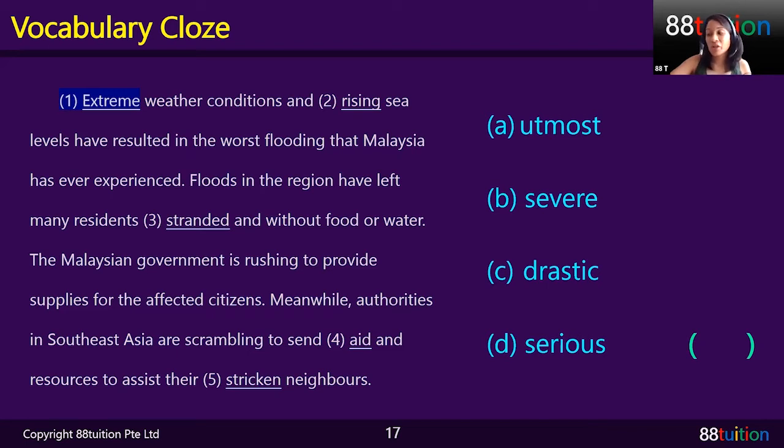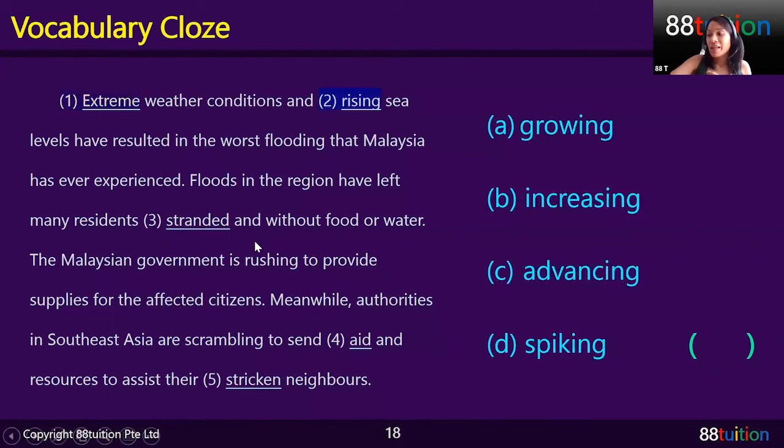Okay, extreme weather conditions, basically you're talking about very severe. When you're talking about extreme, you're talking about very severe weather conditions that you can never imagine. So we're talking about B. Okay, rising sea levels have resulted in the worst flooding. Rising would be increasing.